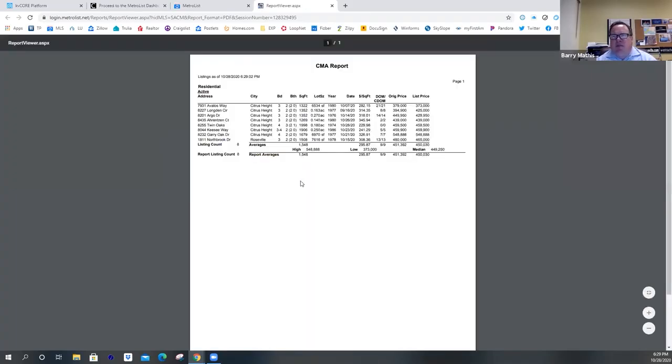I would print this page out, and I'd write the word active on it, and then I'd put a dot and a circle and three-quarters of a mile right there, right? So if I'm going into a listing appointment, I would have this with me, and it's telling me what my current competition is. These are the people whose houses are on the market right now.